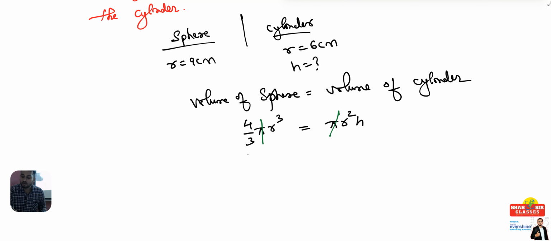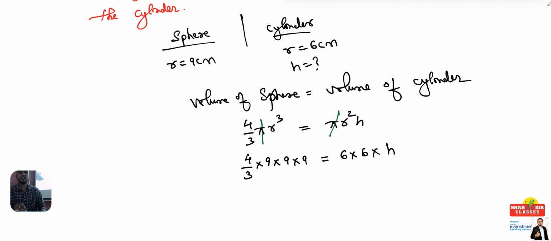Now, what do you write? Write here 4 by 3 into r cube. What is the radius of sphere? 9. So, please don't write 9 cube. Right? Split the terms into its simplest form. I will tell you why. What is the reason? Write it as 9 into 9 into 9. That is equals to r square. This is the radius of cylinder. That is 6 into 6 into h is height.